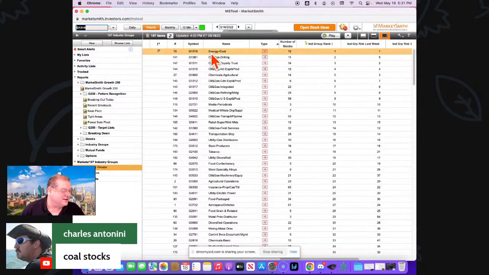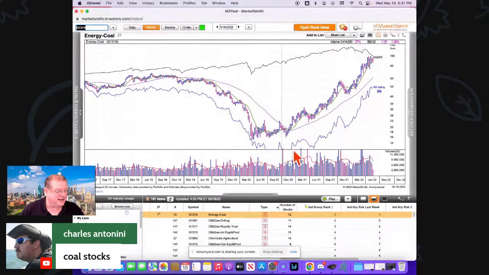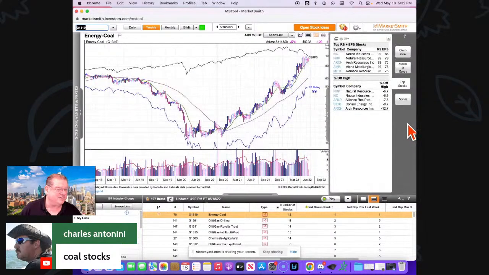So let's look at the stocks that are in this. Look at this chart. It's a good chart, moving up basically since June of 2020. It's just been a straight run up. This is a relative strength of 99, which is phenomenal. So let's see if we can find the best setups in the coal area. Now, this is not an area that I'm all that familiar with, believe me, but it is an area that can be traded.